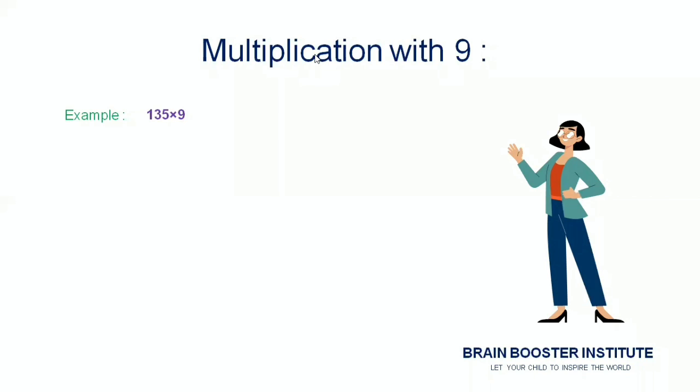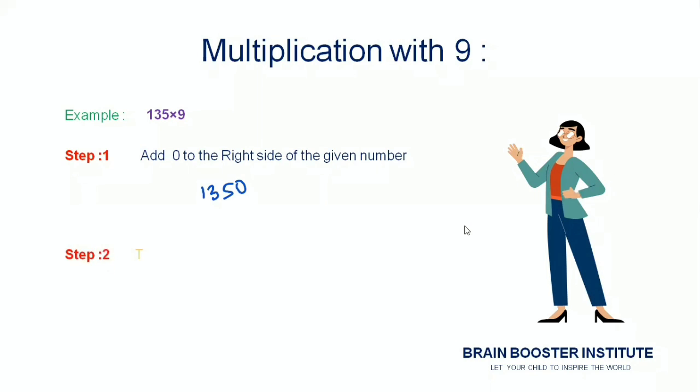135 into 9. Step 1, add 0 to the right side of the given number. So 1350, and next, subtract the given number from the result. Very simple. 1350, we need to subtract 135 from it.